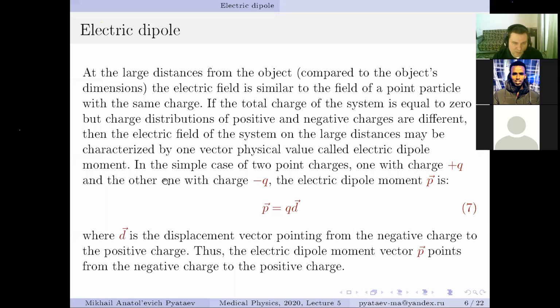Let us first consider the simplest electric system, which is characterized by an electric dipole moment. It is two point charges separated by some distance d, and the charges are of different sign, plus q and minus q. So the electric dipole moment of this system is defined by equation 7, P equals Q D, where D is the displacement vector. And it points from the negative charge to the positive charge.